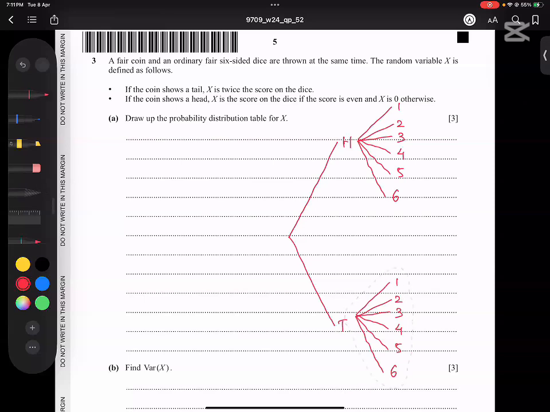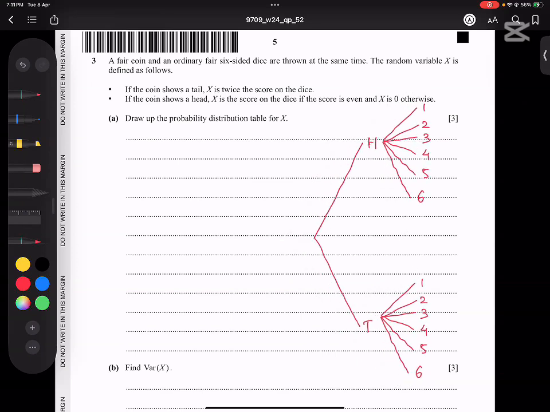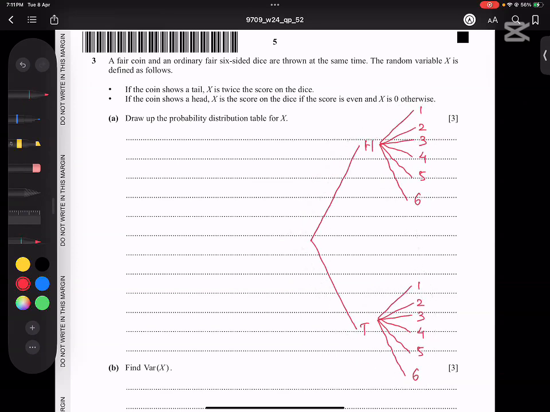Okay, now students have a look here. This is done. What is the scoring plan? Once again, follow. If the tail comes, so tail we talk about below. First of all, there is a half chance of head, a half chance of tail. If tail comes, score is twice. So every number multiplied by 2: score is 2, 4, 6, 8, 10, and 12.